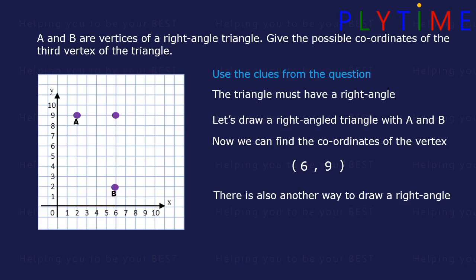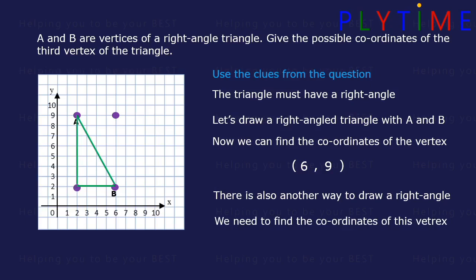There's also another way to draw a right-angled triangle. We could draw it like this. We can find the missing vertex from this triangle. The coordinates move across the x-axis to 2 and then up the y-axis to 2.